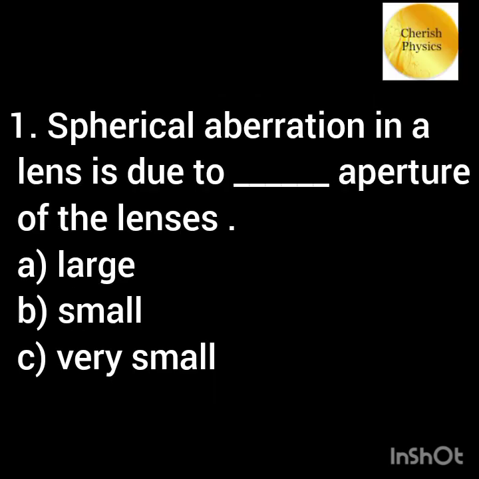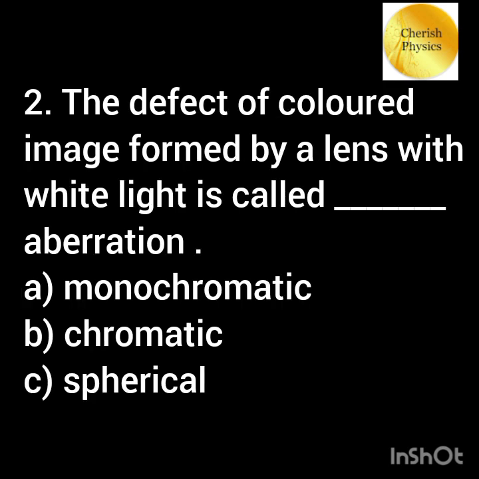Spherical aberration in a lens is due to dash aperture of the lenses. The defect of colored image formed by a lens with white light is called dash aberration.